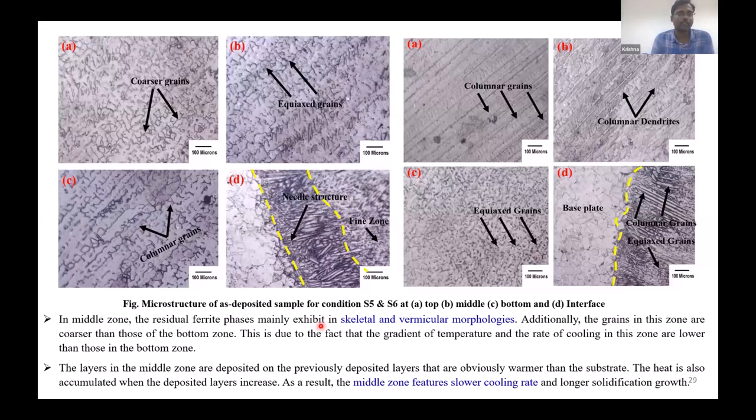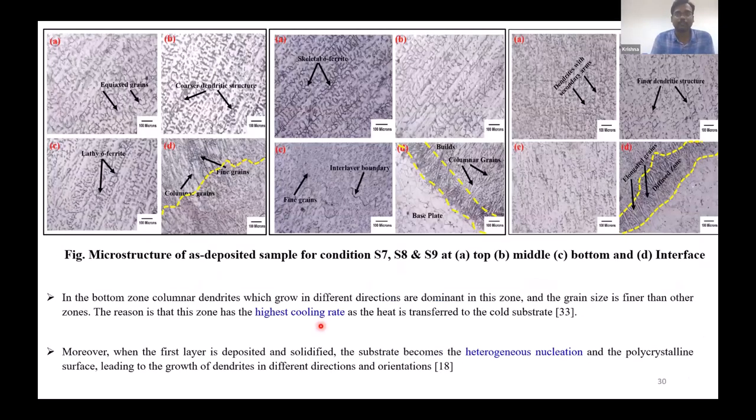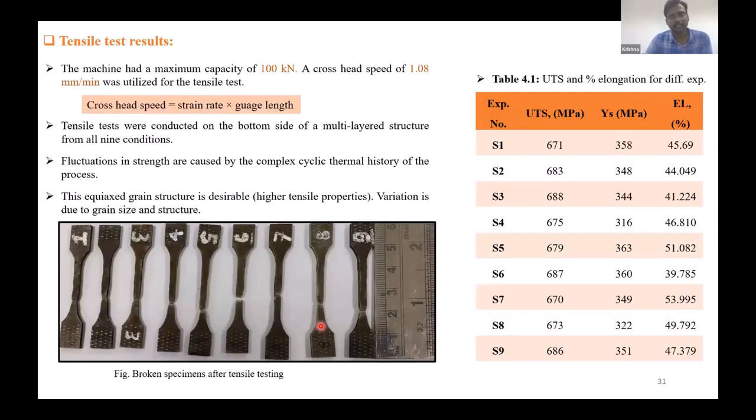We will be calling these skeletal and vermicular morphologies as per the terminology, and how these will affect the properties we will be seeing at a later stage when we are talking about the mechanical properties. So if we extract the specimens in different directions and different orientations, let's say 0 degree, 45 degree and 90 degree, how the properties change while other things stay the same. The specimens extracted here are of 0 degree angle.